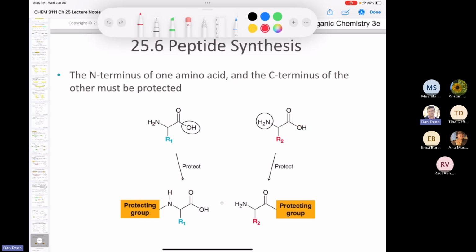We're going to use a protecting group. And you remember protecting groups from way back when we talked about hydroxyl groups being protected as trimethylsilyl ethers to prevent any side reactions in Grignard chemistry. So we're going to look at ways to protect the N terminus, or an amino group, and ways to protect the carboxyl group as well.